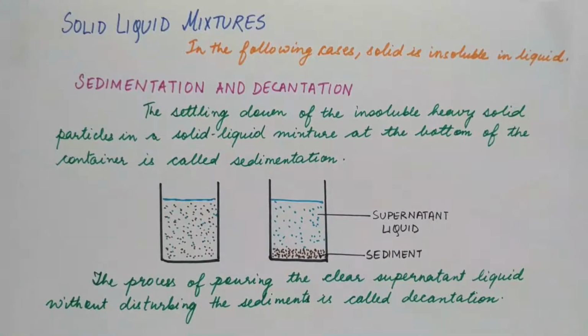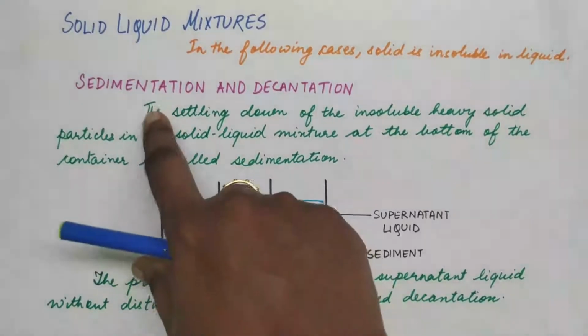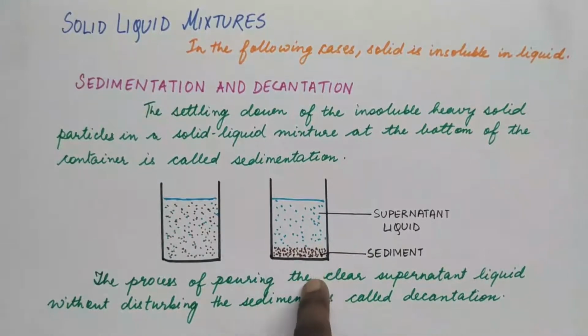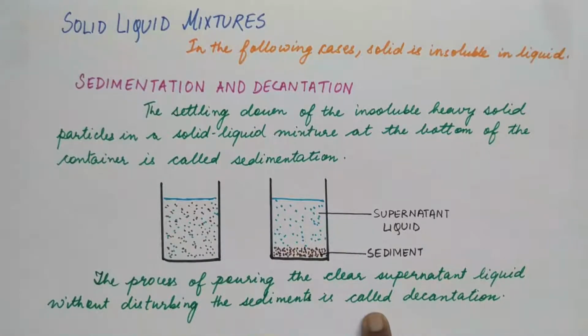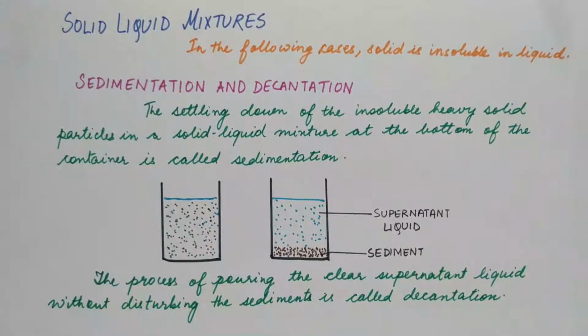So most of the time during rainy season, sometimes we do get a supply of little muddy water, but when we allow it to settle in our tanks, what we see is the impurity settle down and the water is clear above. So all these methods are known as sedimentation. And after sedimentation, the process of pouring the clear supernatant liquid without disturbing the sediment is called decantation. Now if I pour the liquid into another beaker without disturbing the sediment, then that process will be called decantation. Now where are these methods applied?